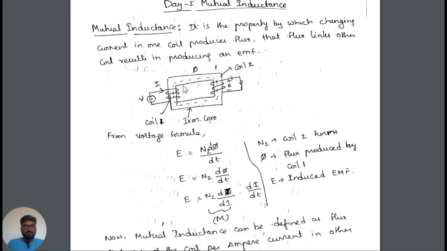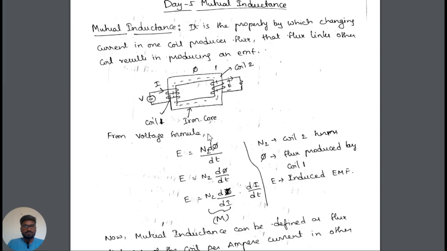Mutual inductance. It is the property by which the current in one coil produces a flux that links with the other coil, resulting in generation of EMF. This property is called mutual induction.